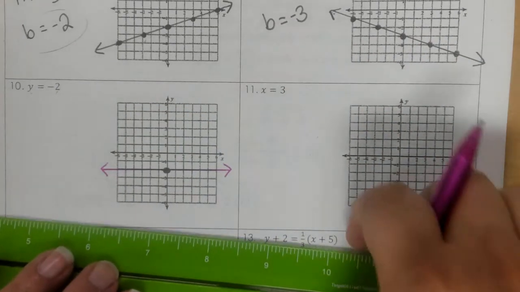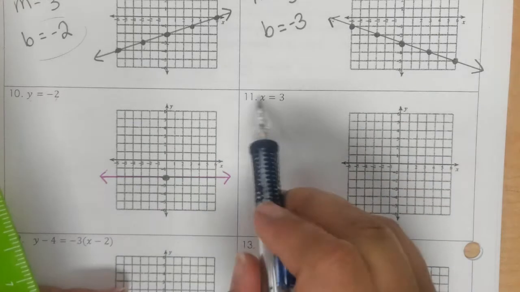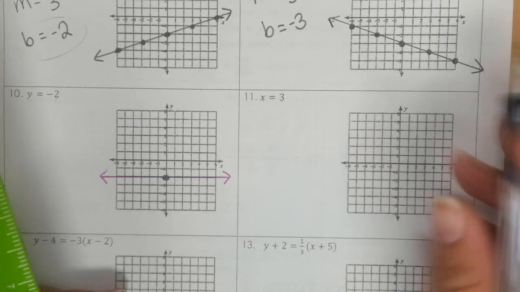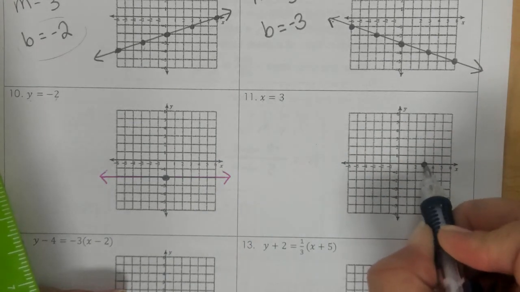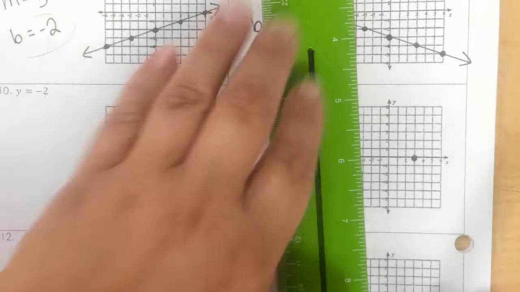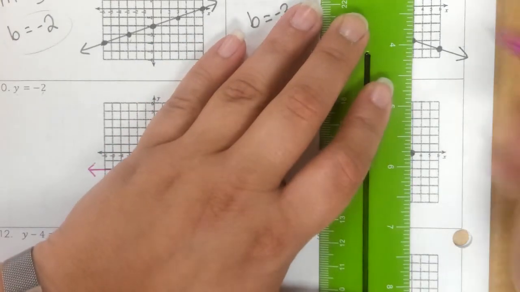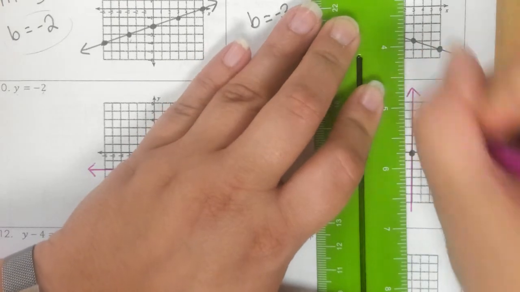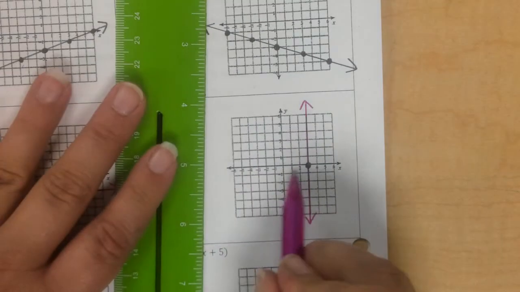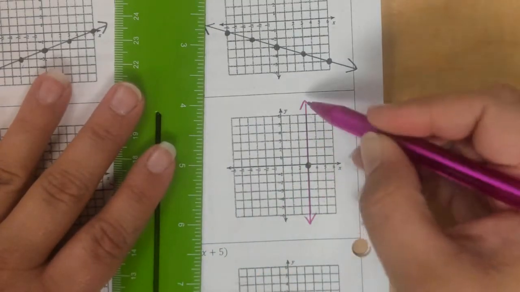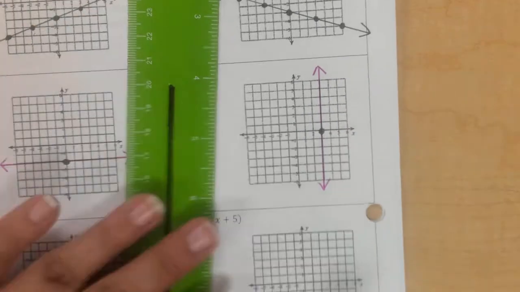And then in number 11, you're going to go to the x-axis and put a point at 3. So x at 3. And then we're going to do a vertical line, which is the opposite of the x-axis, and draw up and down. And that's all you have to do.